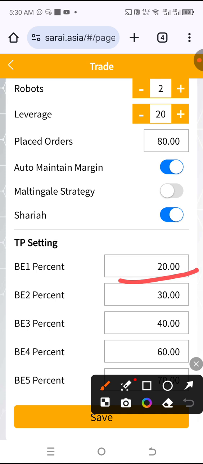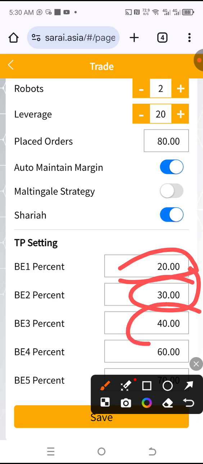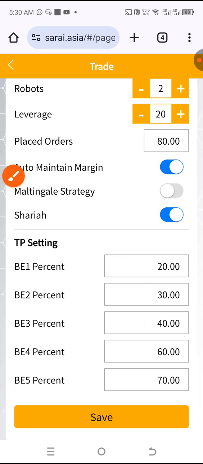So our take profits: when this is at 20%, the system will lock it and see if the trend is still going on. If it keeps going on, it will lock it at 30. If it keeps going on, it will lock it at 40, till it gets to 70. But if there is a reverse, it will sell at the last lock.